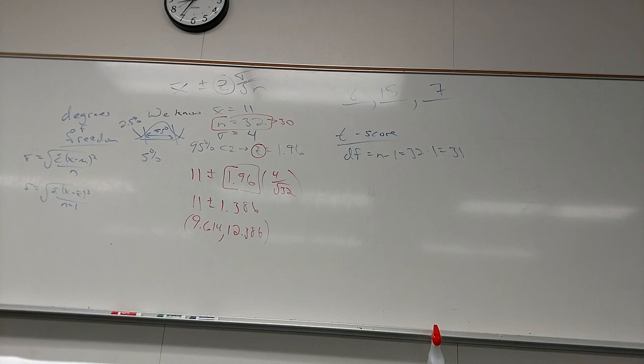But the bigger my sample gets, the smaller the t-score gets, the less I have to cover myself, because the more I know. So as my sample size gets bigger, which means degrees of freedom are getting bigger, do you see how my t-score is getting smaller? And in fact, when the sample gets large, it becomes a z-score.